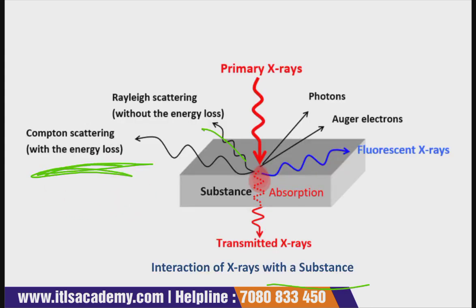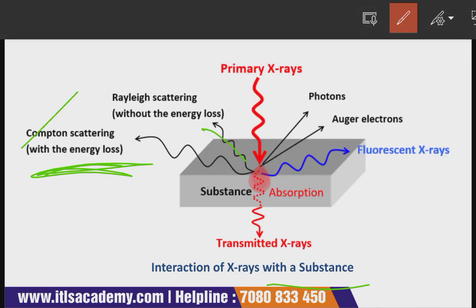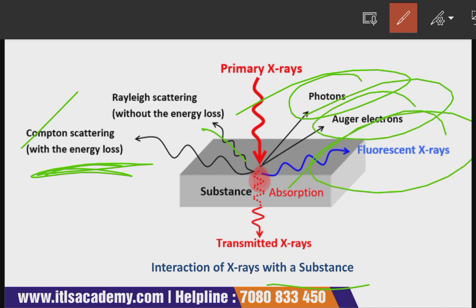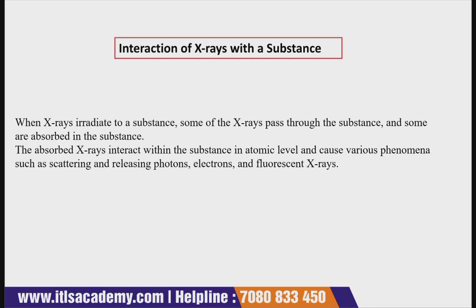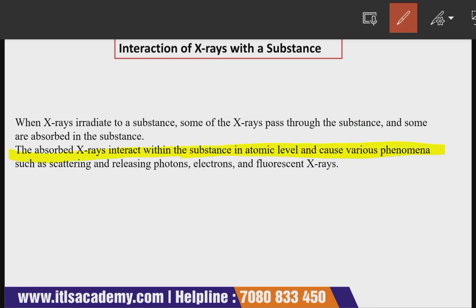So here, if you see, scattering is basically of two types. First is without energy loss and second is with energy loss. Then some of the other phenomena are photons, Auger electrons, fluorescent X-rays, and some get absorbed. So this is how X-rays interact with the substances. Again, this is very important, just mark it down somewhere: the absorbed X-rays interact with these substances at the atomic level and cause various phenomena, in the sense of releasing of photons, electrons, fluorescent X-rays and scattering.